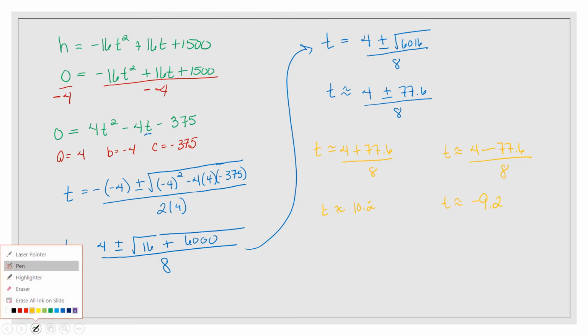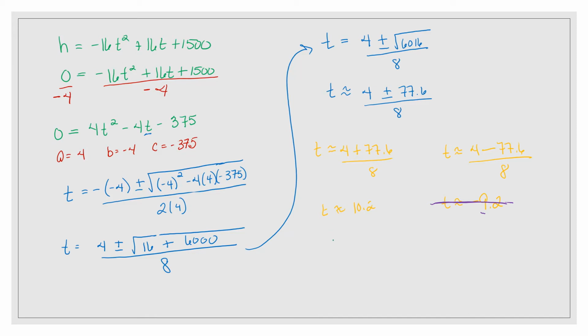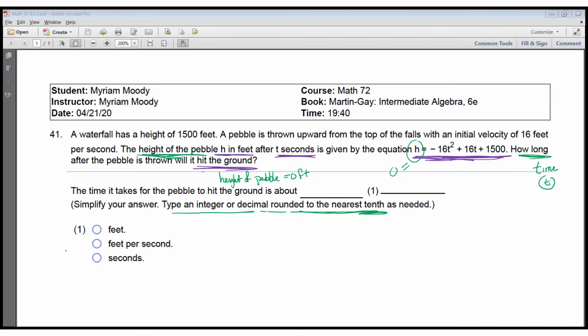So, question. T stands for what in our problem? Yeah, it's time. Is time allowed to be negative? No. So there goes that answer. Which means in this case, my time is going to equal 10.2. Do you remember what your units are? That's right, there it is, seconds.